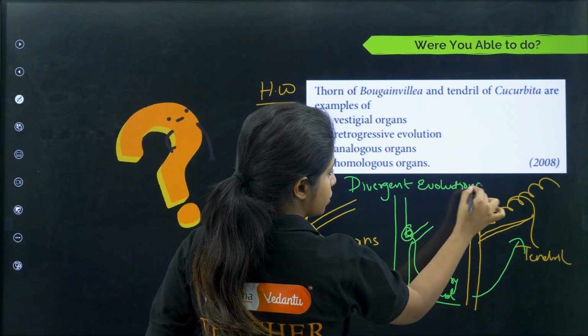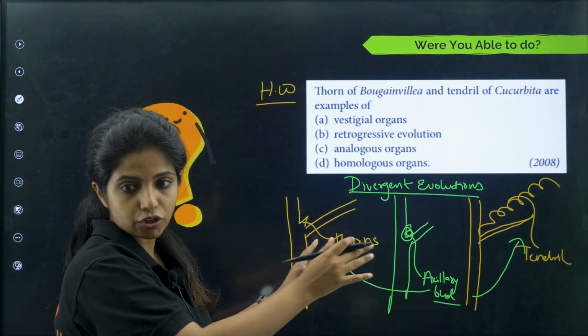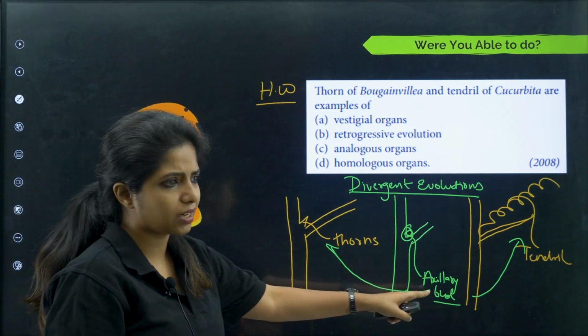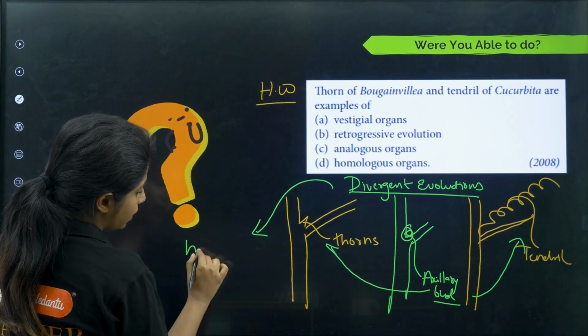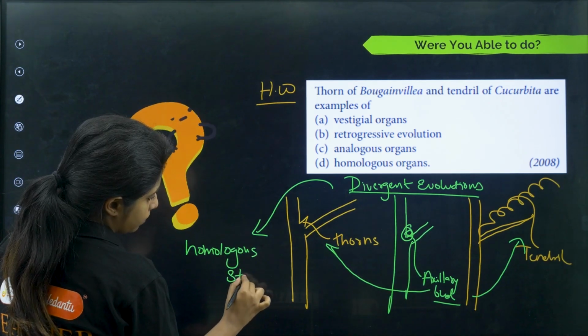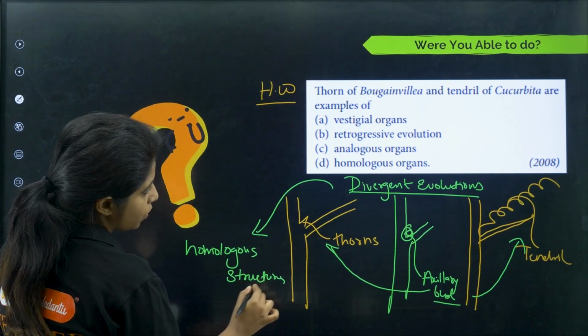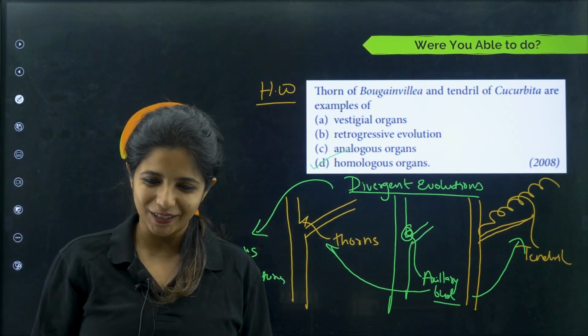Now these organs which do not have the same functions, but have the same anatomical features, that is, they originated from the axillary bud, you call these structures homologous structures or homologous organs, my dear children. So this is the correct answer. I hope you got it correct.